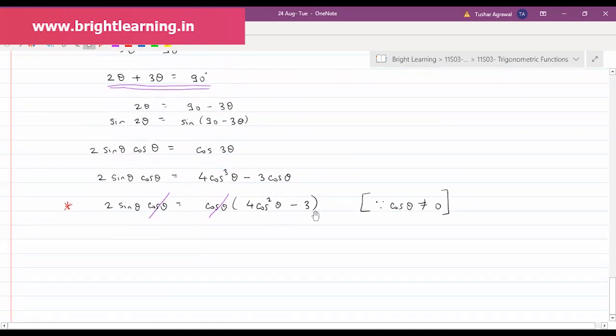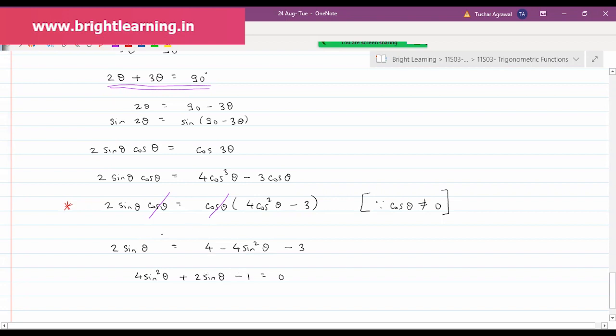So twice sine theta is equal to 4 cos square minus 3. What is 4 cos square? 4 cos square is 4 minus 4 sine square, and this minus 3 as it is. I just substituted cos square as 1 minus sine square. Now rearranging, we get 4 sine square theta plus 2 times sine theta minus 1 is equal to 0.